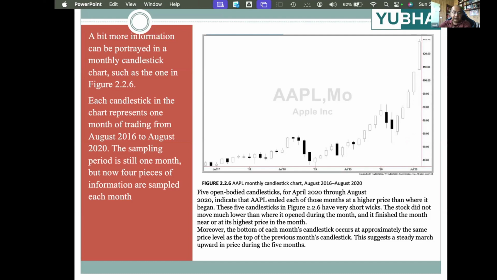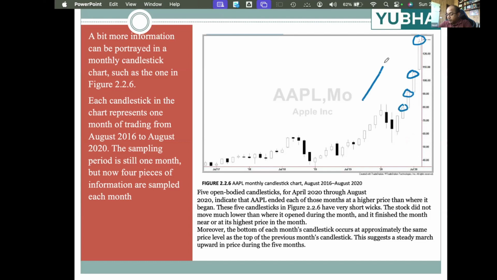A smaller wick on the lower side shows that there's higher pressure for the prices to move up. Even over here, you don't see a wick, which means that the prices have been moving up month on month. And in most cases, because there's no upper wick, it shows that the prices have closed at the high point of that month.